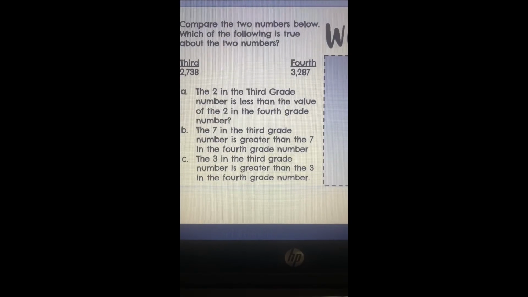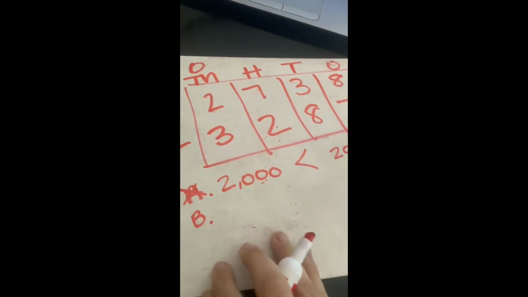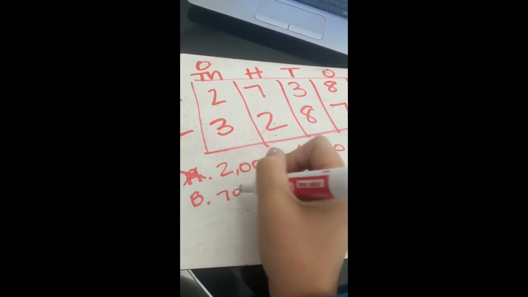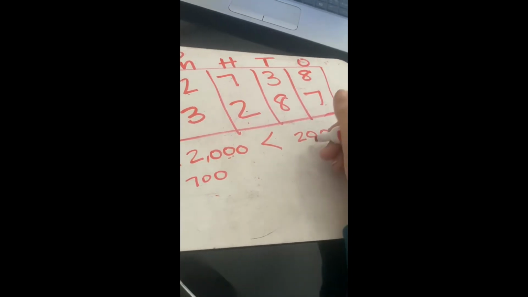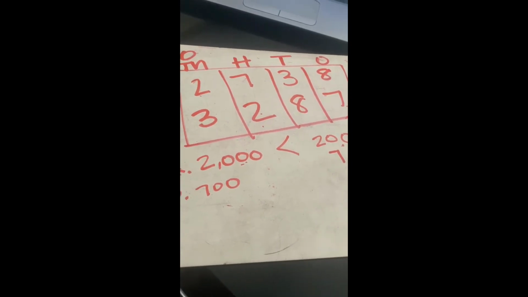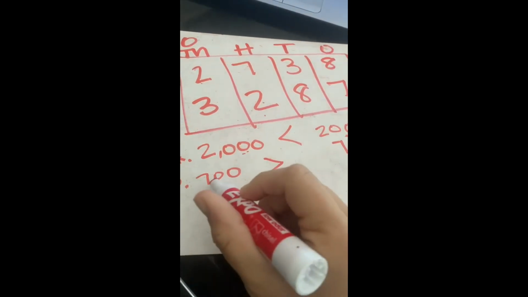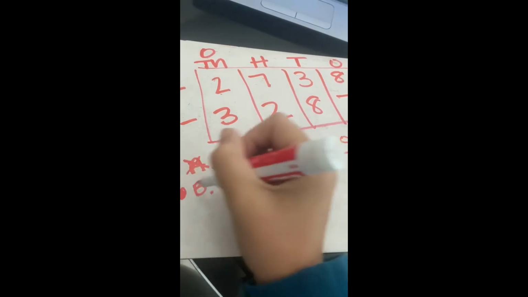Let's look at B. B says the 7 in the 3rd grade number is greater than the 7 in the 4th grade number. All right, so the value of the 7 in the 3rd grade number is 7 in the hundreds place, so it's 700. And the value of the 7 in the 4th grade number is 7. So it says the 7 in the 3rd grade number is greater than the 7 in the 4th grade number. Is 700 greater than 7? Yes, it is. So I think that's it. Let's look at C.